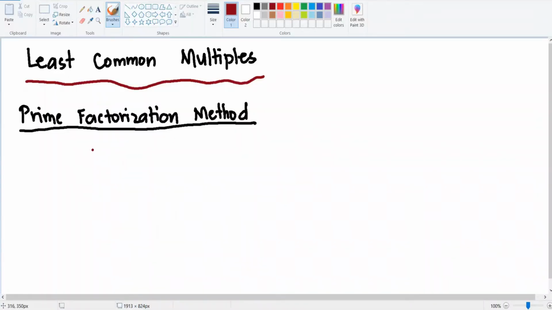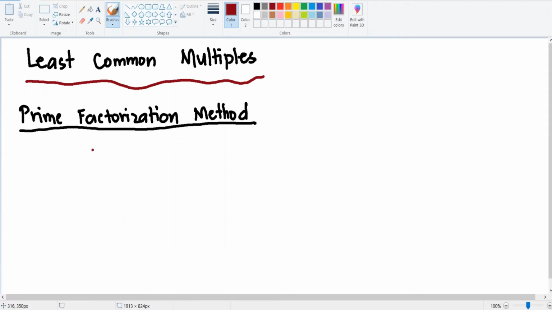Hi guys, let us start now our video tutorial about least common multiple. Last video tutorial that we have is all about greatest common factors. And this time it is all about least common multiples. In least common multiples, there are also three methods that we can use: the listing method, the prime factorization method, and also the continuous division method. But in our case, we will just only use prime factorization method and the continuous division method.